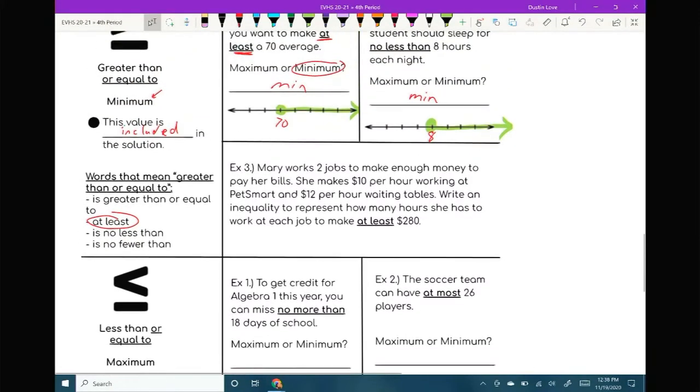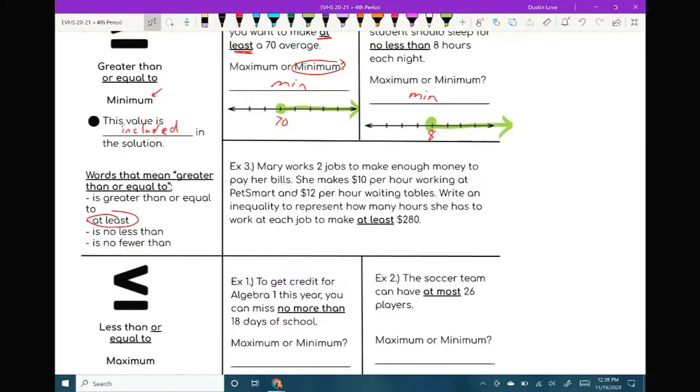Okay, example 3. Mary works 2 jobs and makes enough money to pay her bills. She makes $10 per hour. Well, rate, starting value, or total? That's a rate, so $10 per hour at PetSmart and $12 per hour waiting tables. 12 per hour is another rate. Write an inequality to represent how many hours she has to work at each job to make at least $280. Well, that one's going to be our total. 2 rates and a total means standard form.